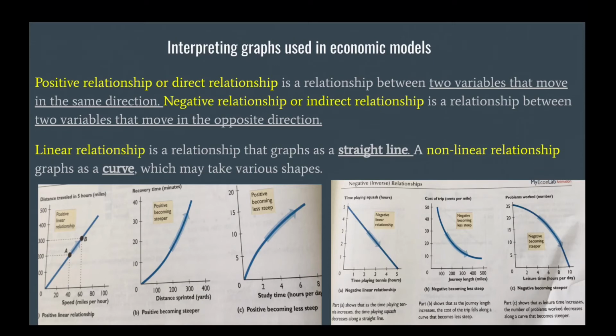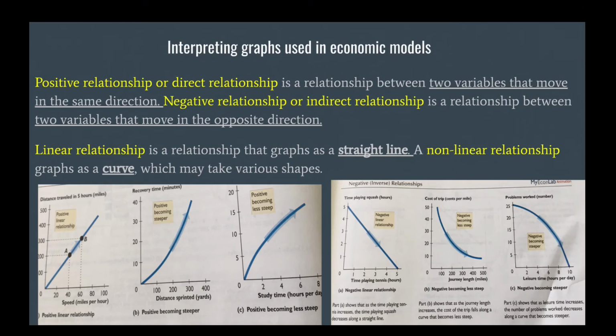How do you interpret graphs? The graphs can have a positive relationship or direct relationship, when two variables move in the same direction. It means if x increases, y also increases. If x decreases, y also decreases. It can also have a negative relationship or indirect relationship. It is also called inverse relationship, in which two variables move in the opposite direction. It means if x increases, y decreases. If y decreases, x increases.